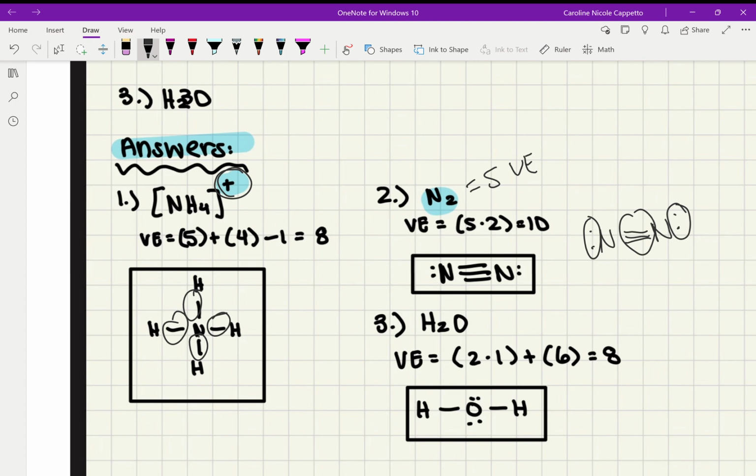And then lastly we have H2O. The amount of valence electrons is 8. Then we put oxygen in the center because hydrogens always go in terminal positions. We distribute our electrons, and that's the answer you'll get.